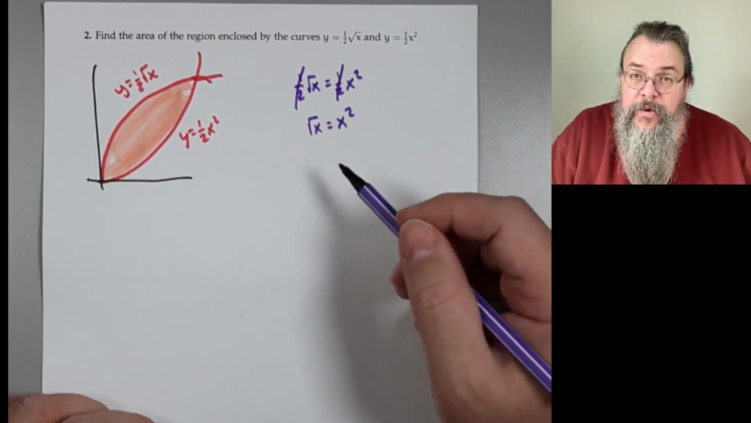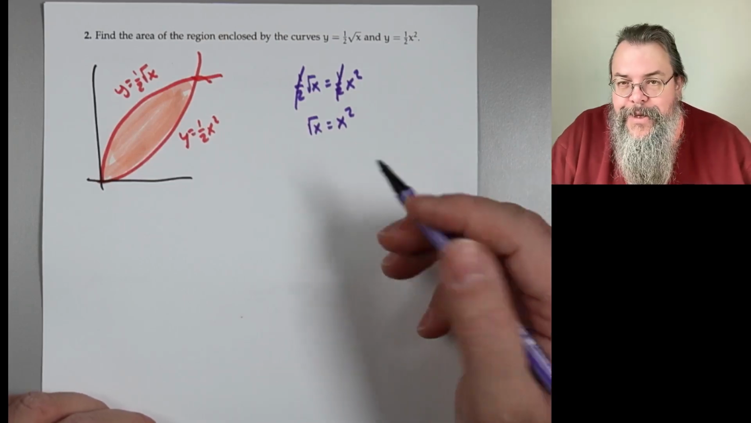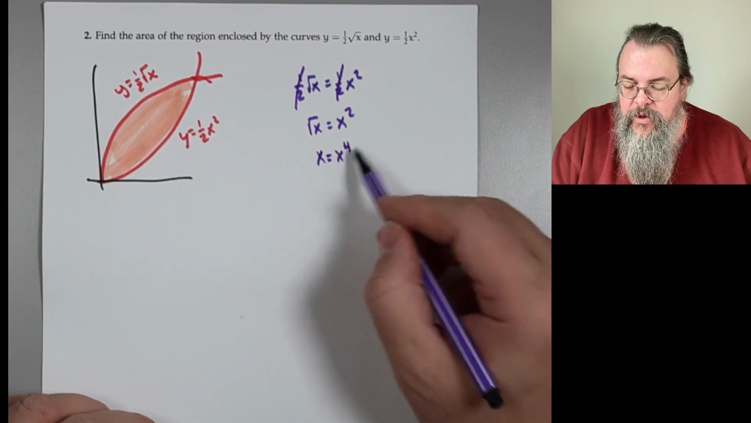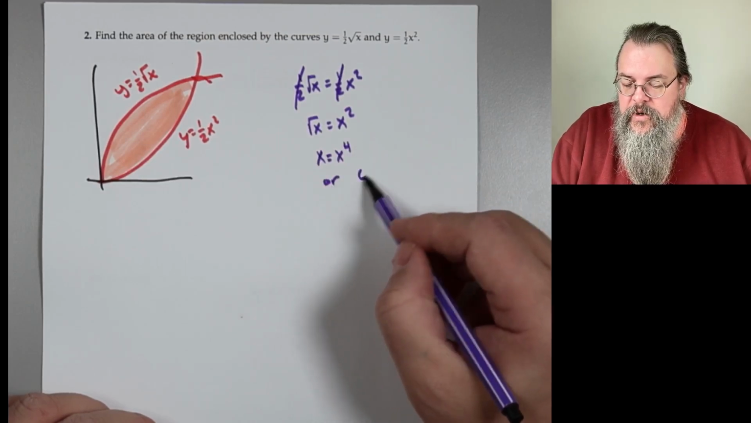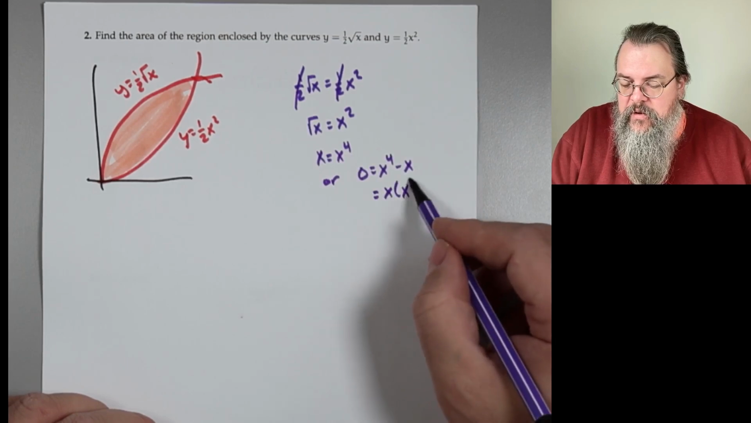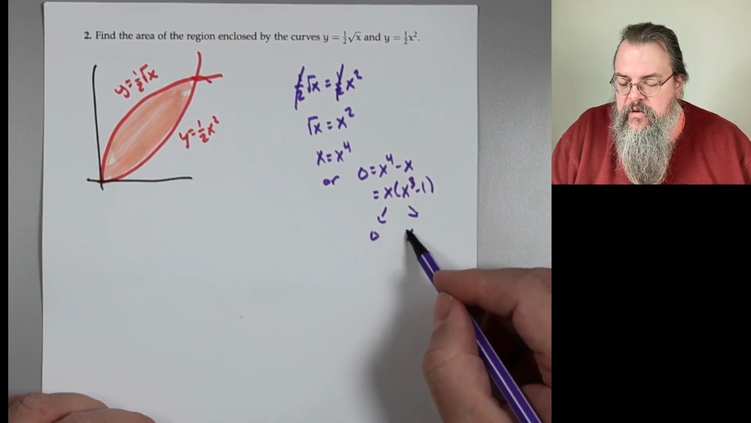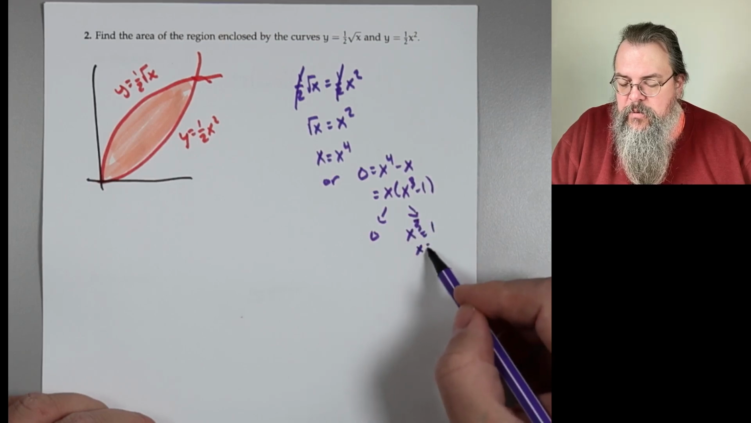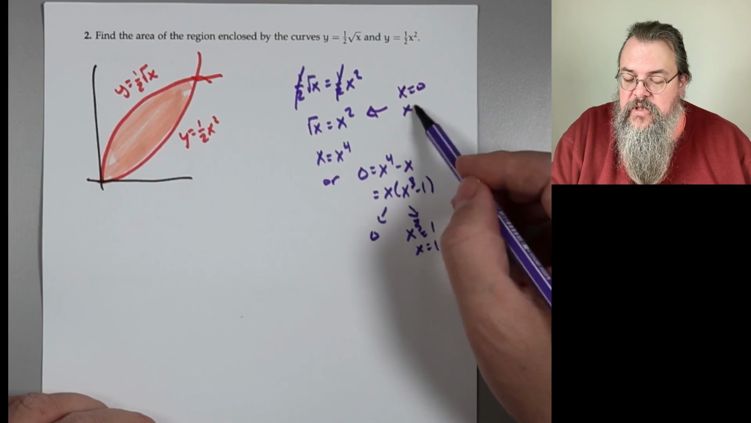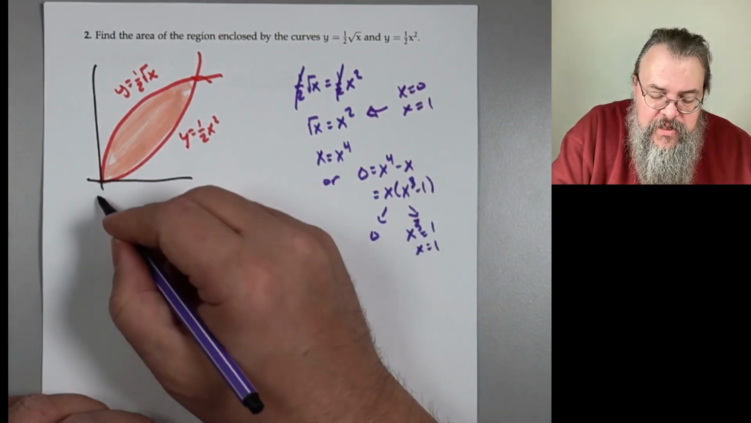You can either reason it out, or if you don't like reasoning, that's fine. You could square both sides. When does x equal x to the fourth? Or 0 equals x to the fourth minus x, which is the same as x times x cubed minus 1. So you get x equals 0, or x cubed equals 1, which is x equals 1. But you could have just come up here and said, aha, I see solutions, and they would have been happy with that. So here's 0.